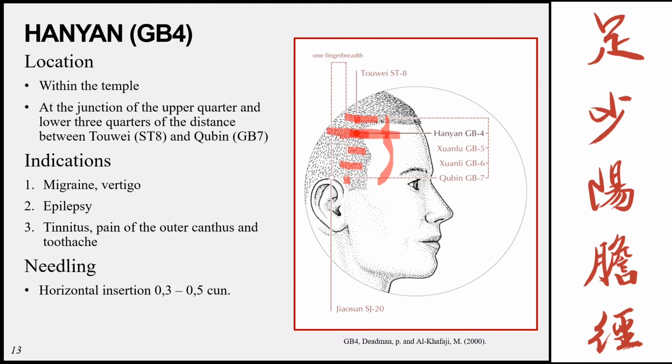The indications: it can be used for local conditions such as migraines or vertigo. It can also be used for epilepsy. Finally, it can be used for tinnitus, pain of the outer canthus, that part of the eye, and toothache. Needling is horizontal insertion, 0.3 to 0.5 tsun. The direction of needling is based on the condition. If you want to treat a condition of the eye, you'll angle your needle towards the eye. Same if you wanted to treat a condition of the ear, you could angle it towards the ear. Or you could angle it based on the direction of flow of the meridian, either following the meridian or going against it.